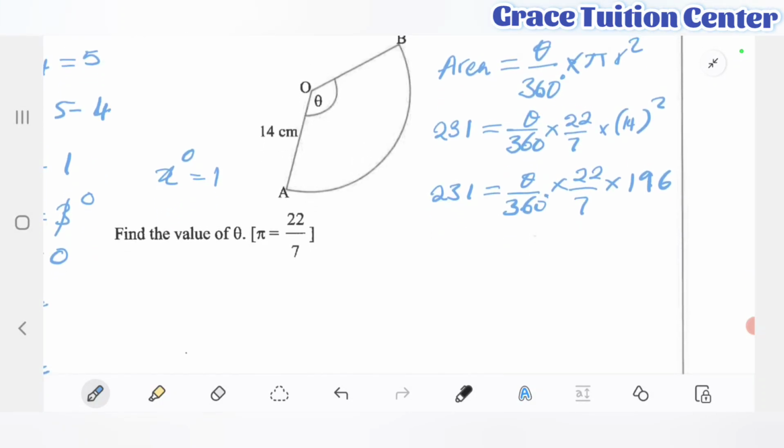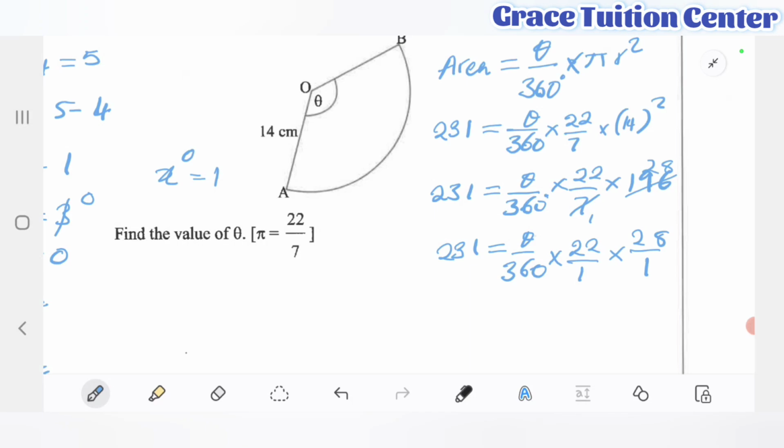So at this stage, you can go ahead and simplify what can be simplified. What I mean is you can cancel out some things. For example, 7 can go into 196 28 times. So you can say 7 here, 1, 7 there, 28. So now what do we have? We have 231 equals theta over 360 multiplied by 22 over 1 times 28 over 1.